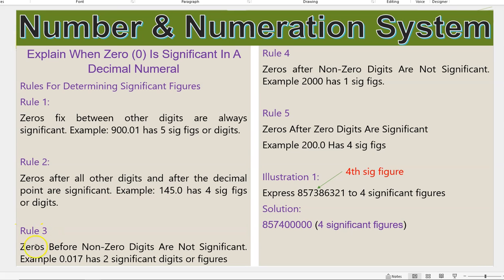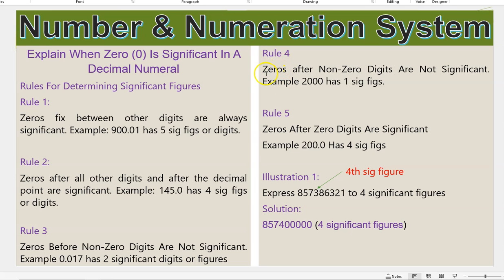Third rule states that zeros before non-zero digits are not significant. Example, 0.017 has 2 significant digits or figures. Non-zero digit means the digit or the number is not 0.